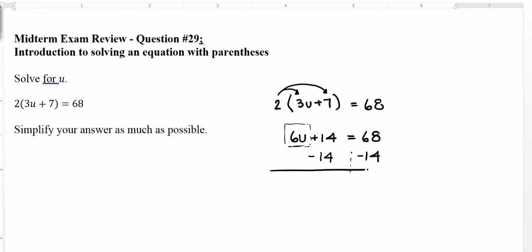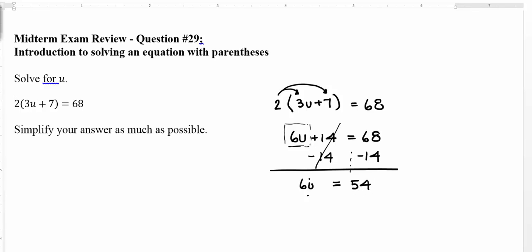So remember, we only have sides when we talk about an equation, when there's an equal sign. We're talking about sides of the equal sign. So our 14 goes away, goes to 0, and I'm left with 6u now on my left side, and on the right side I have 54. So now I have one term on the left side, which is my variable term, and on the right side I have my constant term.